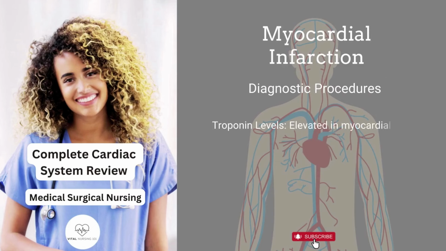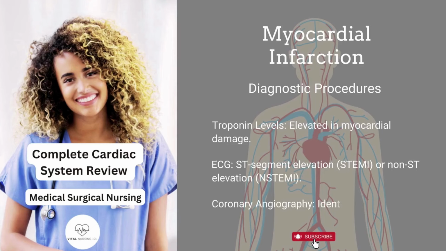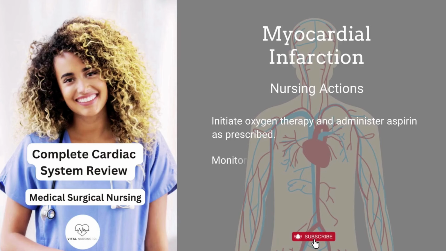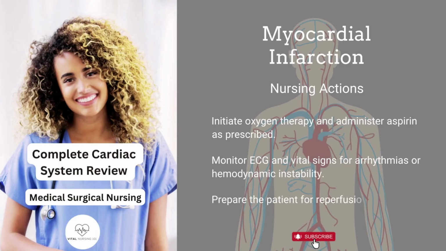Diagnostic procedures are the following: troponin levels, which will show elevated in myocardial damage, ECG with an ST segment elevation, STEMI, or non-ST elevation, NSTEMI. Coronary angiography, which identifies the blockage causing the MI. Nursing actions are the following. Initiate oxygen therapy and administer aspirin as prescribed. Monitor ECG and vital signs for arrhythmias or hemodynamic instability. Prepare the patient for reperfusion therapy, either PCI or thrombolysis.